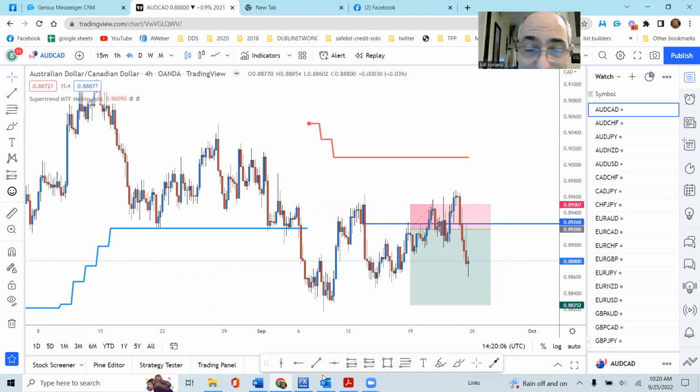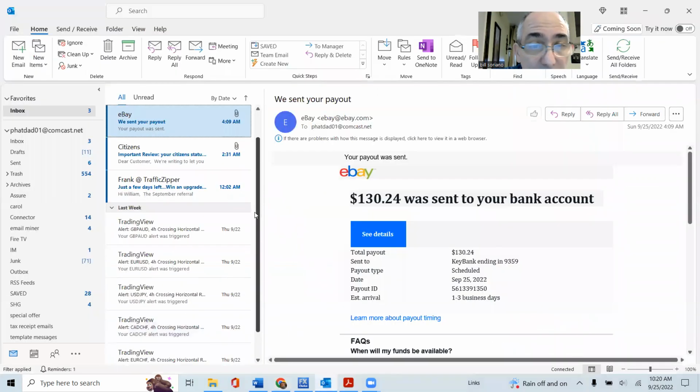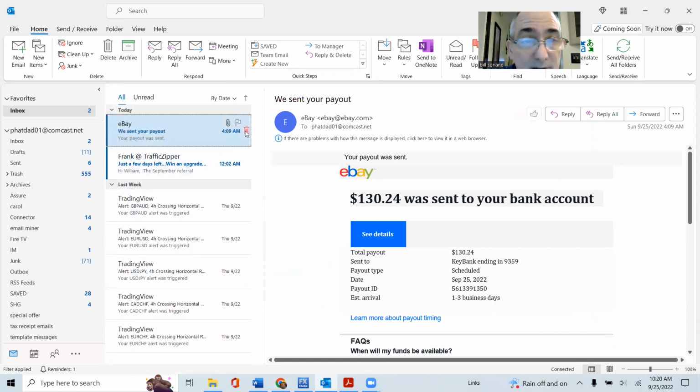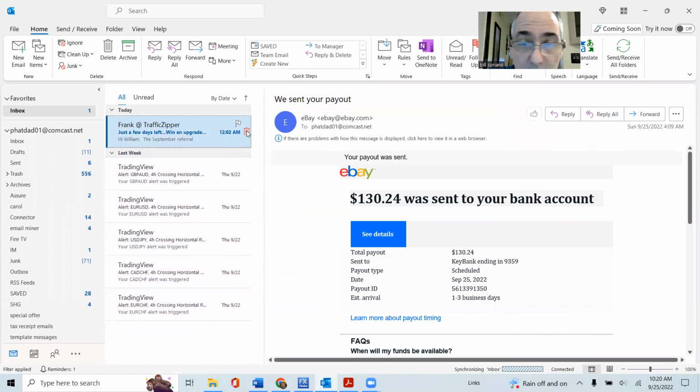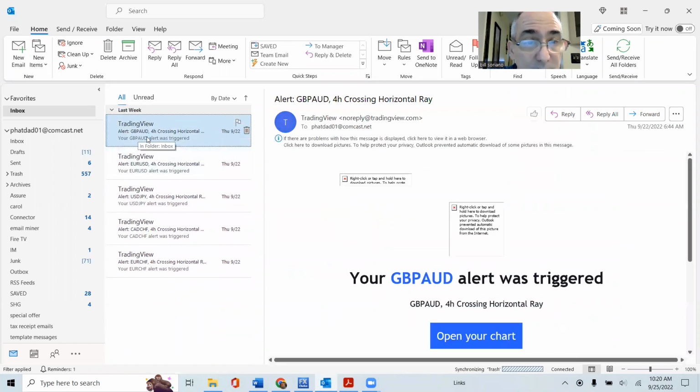So once I get that alert, let me just show you the alerts that came in on Thursday. This was Thursday, 9/22, just this past Thursday. I got an alert here for GBP AUD. This is just our eBay sales here, let's get rid of that. Okay, so I got an alert here for GBP AUD.